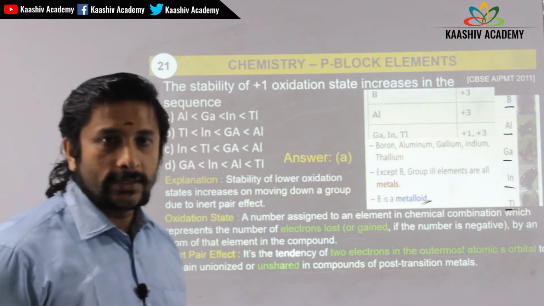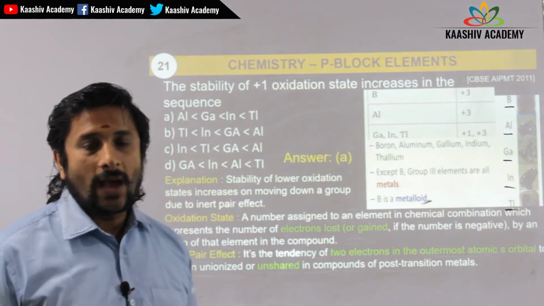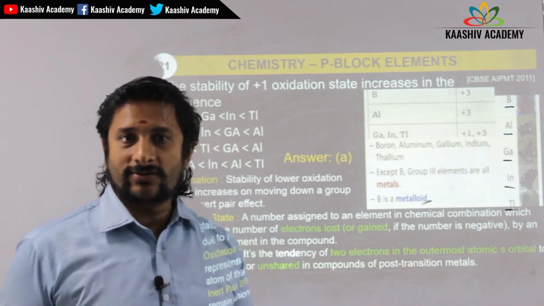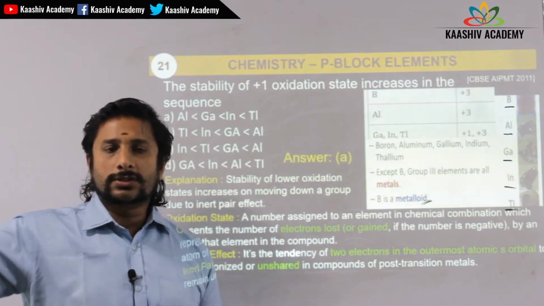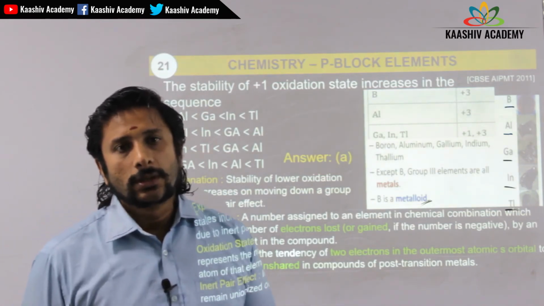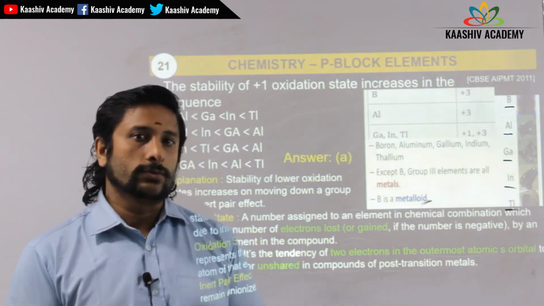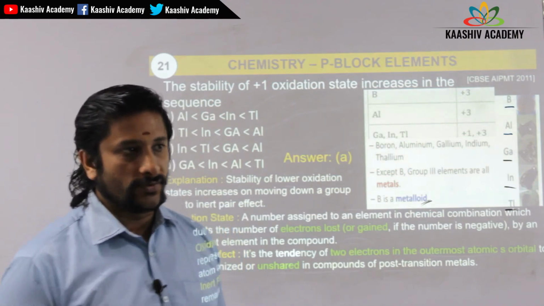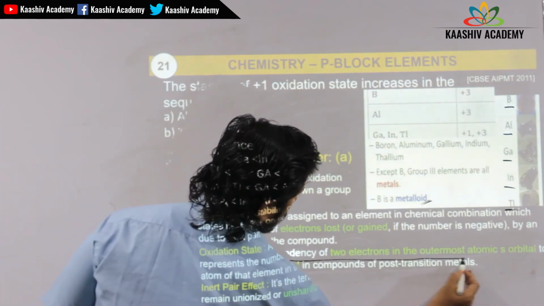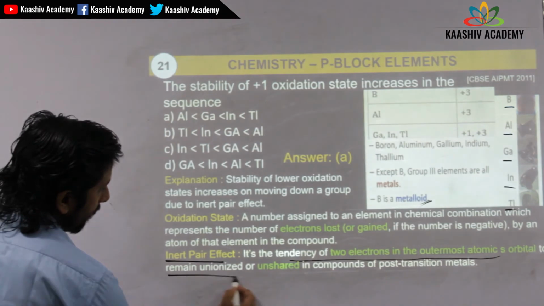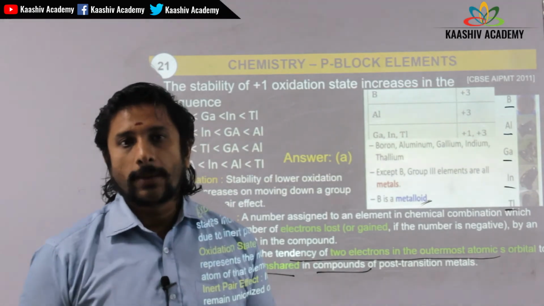On the other hand, we should understand what the inert pair effect is. This group shows the inert pair effect, especially when it combines with transition metals or compounds. What is the inert pair effect? They have electrons in the outer orbit, and these electrons are not interested in sharing to form a compound. That's why it is called the inert pair effect. So the inert pair effect is the tendency of the two electrons in the outermost atomic s orbital to remain unionized or unshared in compounds.